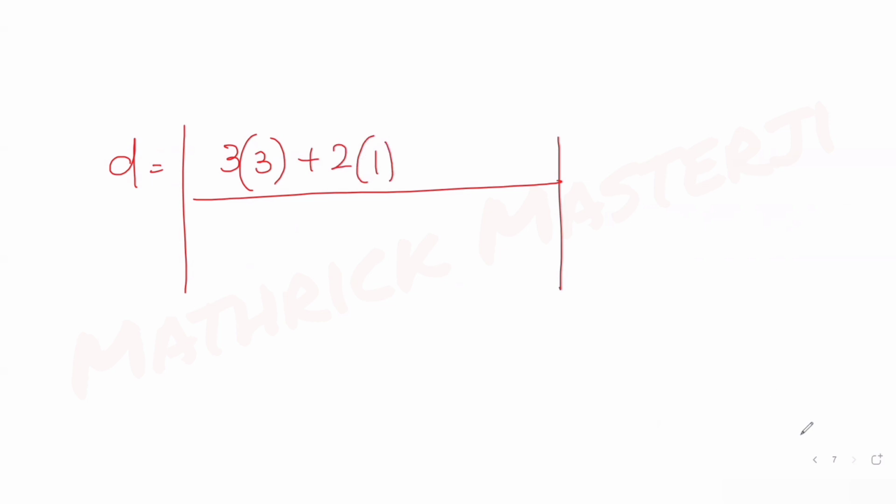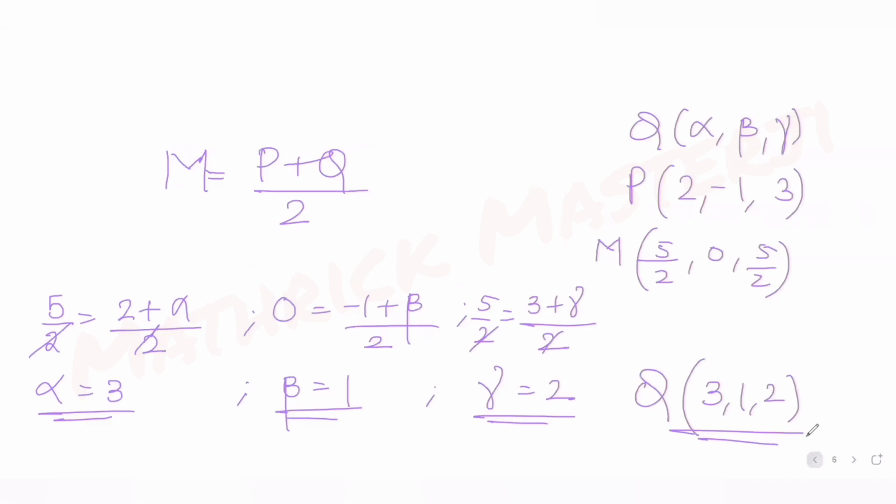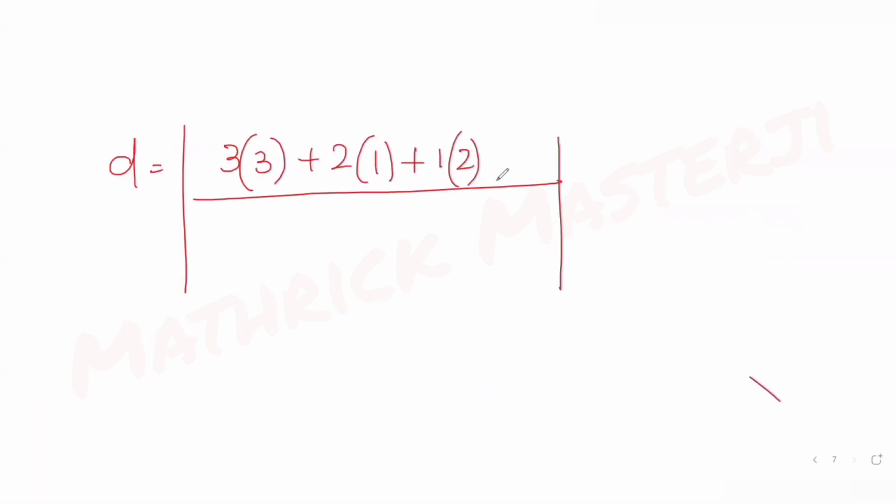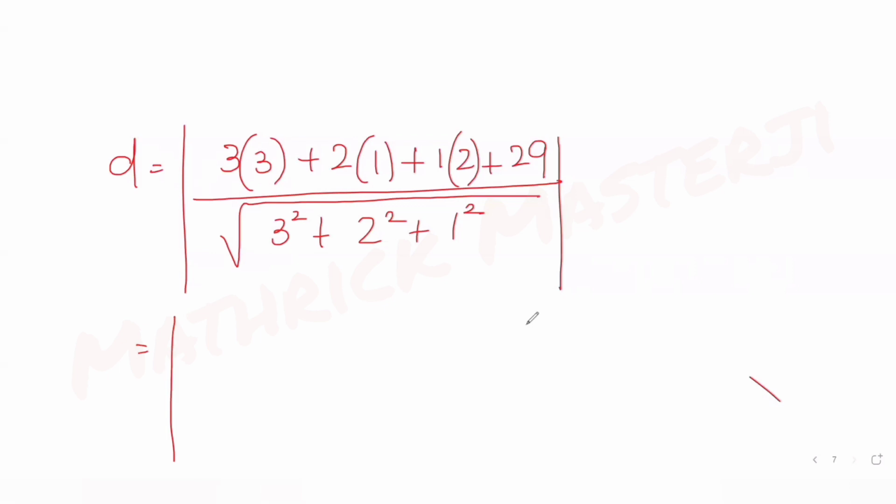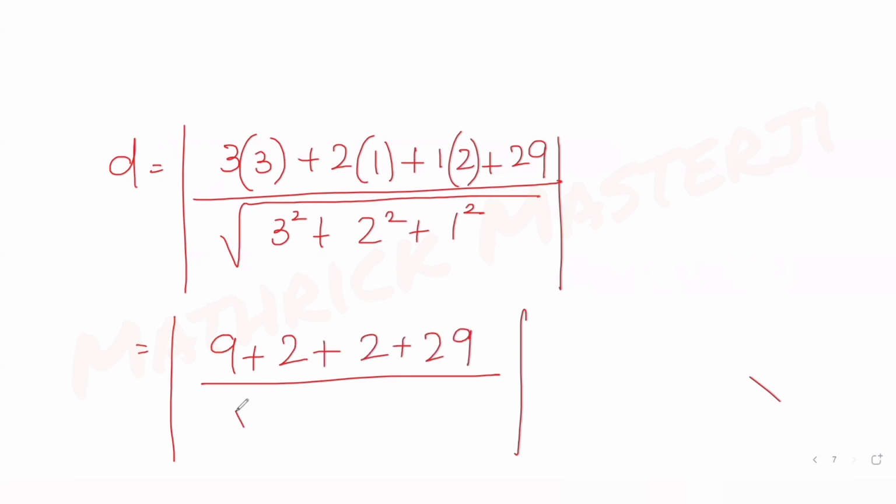So you get 3x plus 2y, so y coordinate of Q, plus z, so 1 because of z, and z coordinate of Q is 2, plus 29 divided by the coefficients of x, y, and z. So 3 square plus 2 square plus 1 square. So you get this turning out to become 3 into 3, 9, plus 2 plus 2 plus 29 over 9 plus 4, so 13. 13 plus 1, 14. So you get root 14.